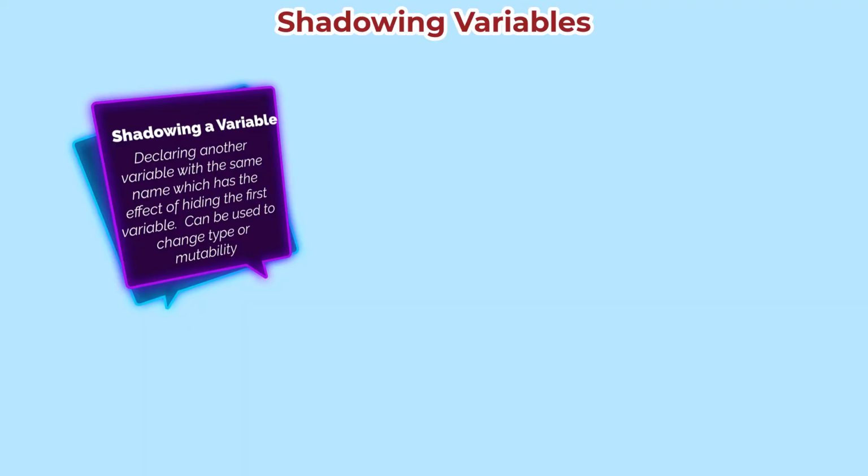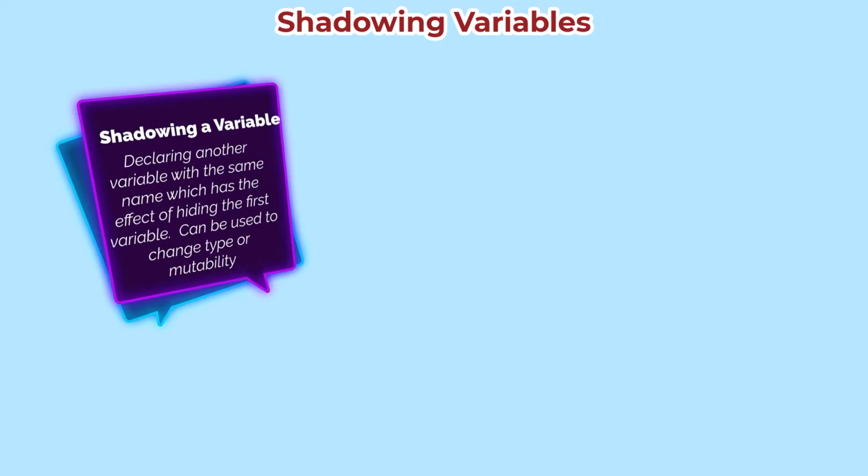The last variable-related topic I want to talk to you about is shadowing of variables. If we have a variable with a given name and type, I can declare another one with the same name. It can have a different type and a different mutability. If I do that, the original one is technically still there, but I can't access it. Every time I use the name, it will reference the most recently declared value with that name.